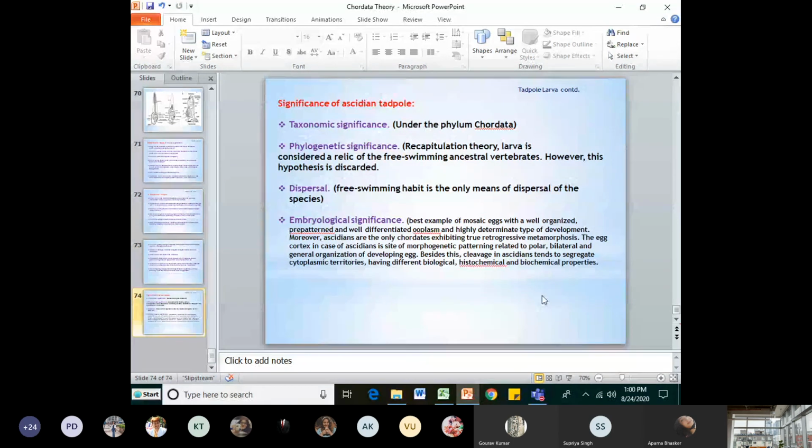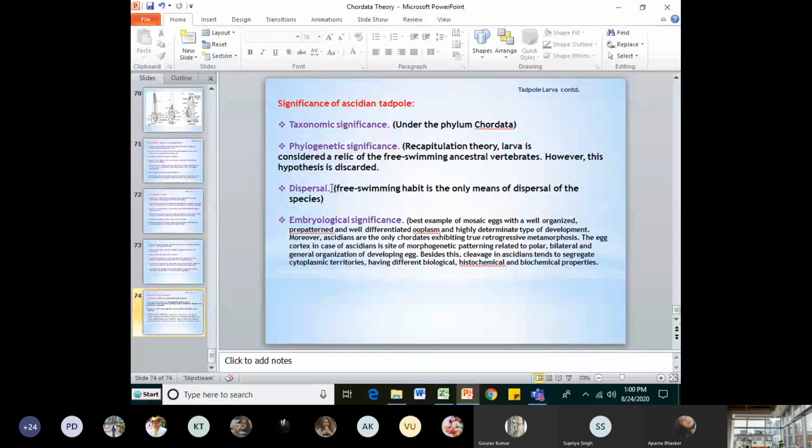Now let's see the significance of ascidian and tadpole larva. First of all, taxonomic significance, because if we do not study the tadpole larva, we cannot place the chordates under the phylum Chordata, because adult urochordates do not show the basic characteristics of the chordates, whereas the urochordate larval form shows the basic characteristics. Then phylogenetic significance, the recapitulation theory: the larva is considered a relic of the free-swimming ancestral vertebrate. However, nowadays this theory is discarded.